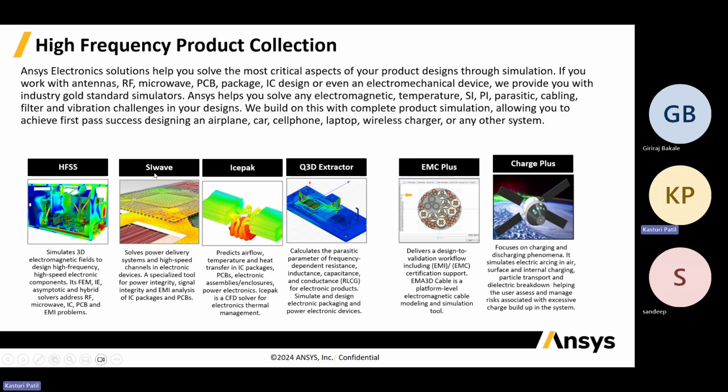Now we have a second tool, that is SIwave. This is dedicatedly used for PCBs, either single layer PCB or multiple layer PCB. Generally, if you want to find out signal integrity, power integrity, and EMI/EMC analysis also, SIwave plays a very important role. In case of Icepak, this is again used for the thermal management part, where heat transfer or airflow.